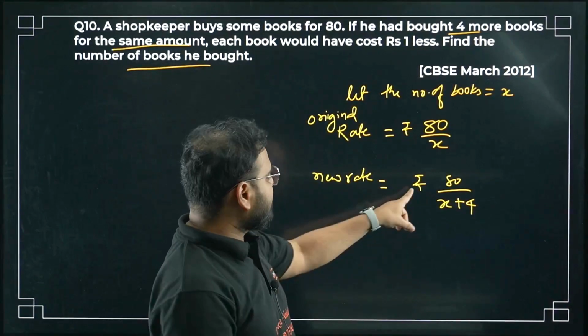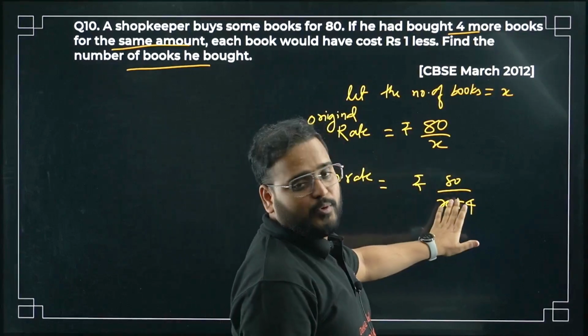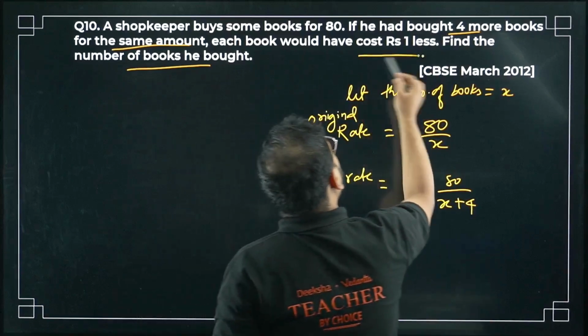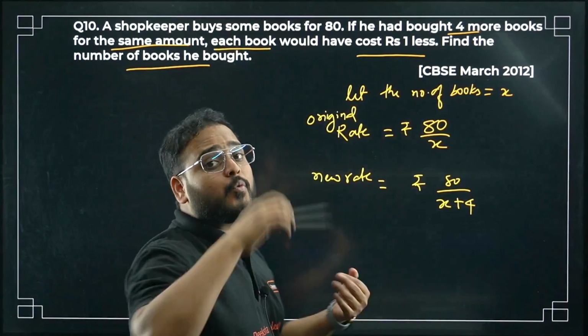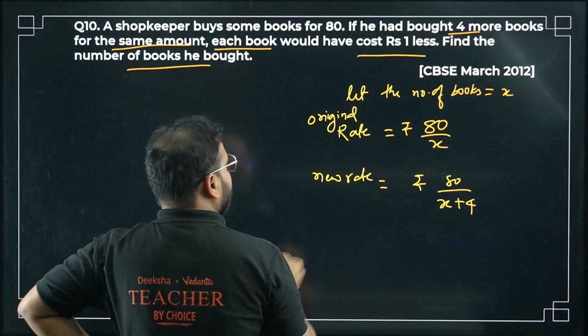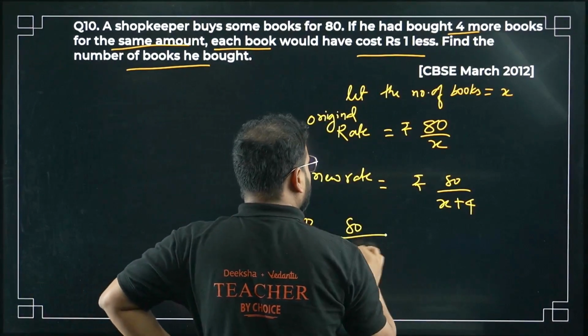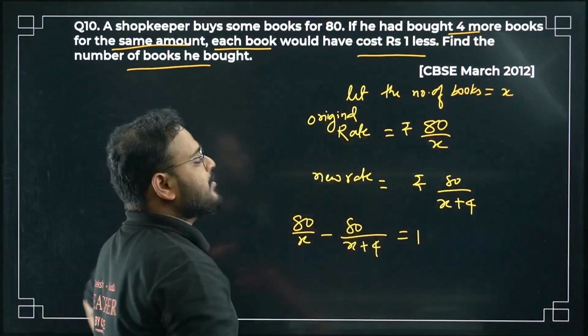So what is the rate now? 80 by x plus 4. What is the difference? Which is more? This is higher, right? What is the difference given here? 1 rupee. Each book will cost 1 rupee less. So they have given 80 by x minus 80 by x plus 4 equals 1 rupee. Everything is the same unit, rupees.